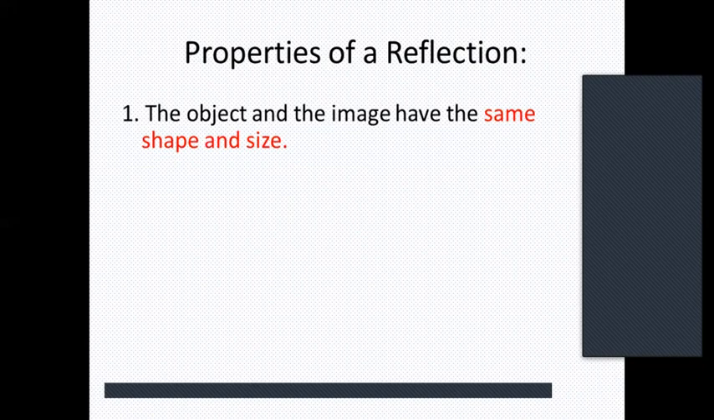Okay, so in a reflection, the object and the image do not change. The shape, from a triangle, does not become a circle. From a small triangle, it will not grow big. Because again, one property in a reflection is that the object and the image have the same shape and size. So with regards to the shape and the size, it does not change. It will not grow bigger, it will not grow smaller. So the same. Okay, that is the first property.